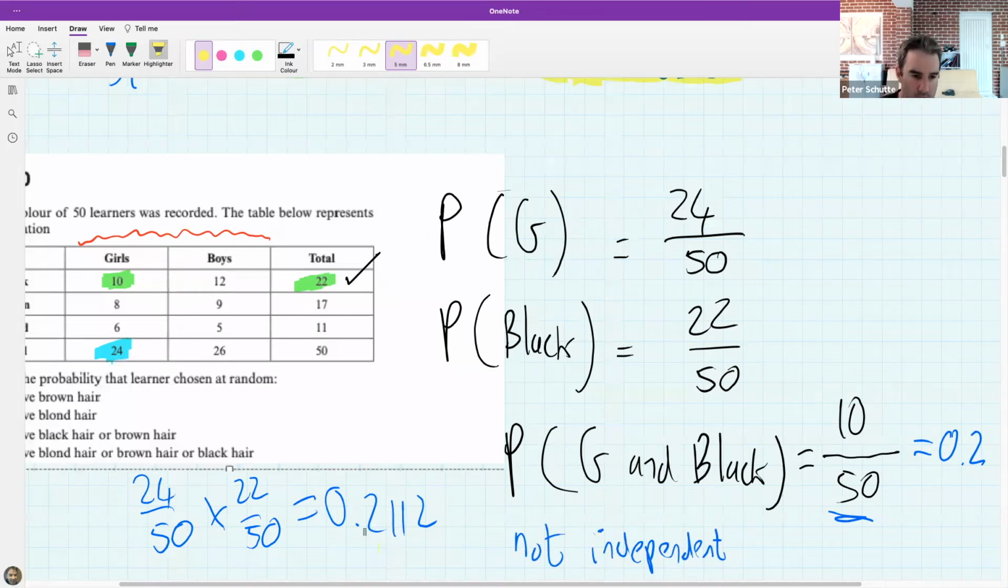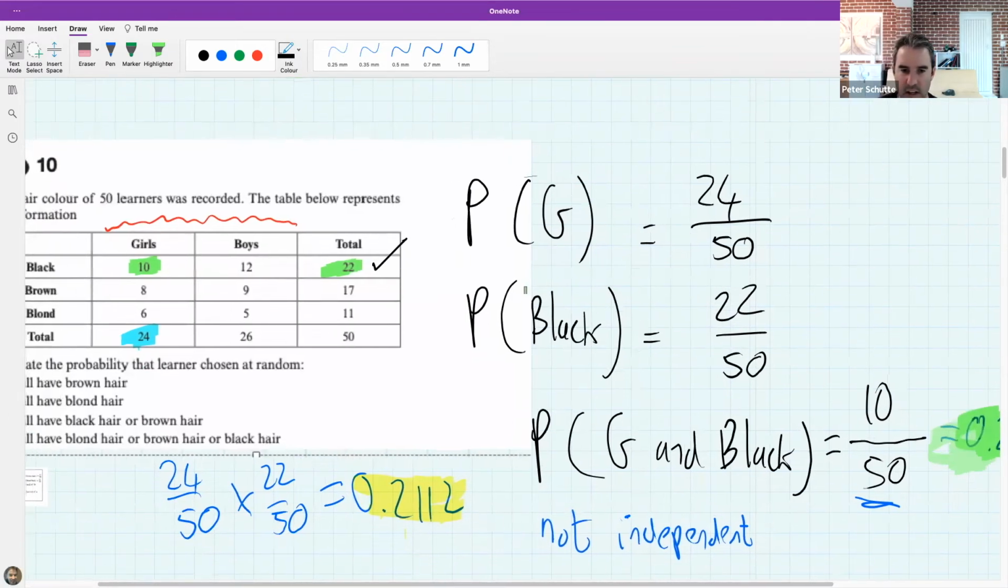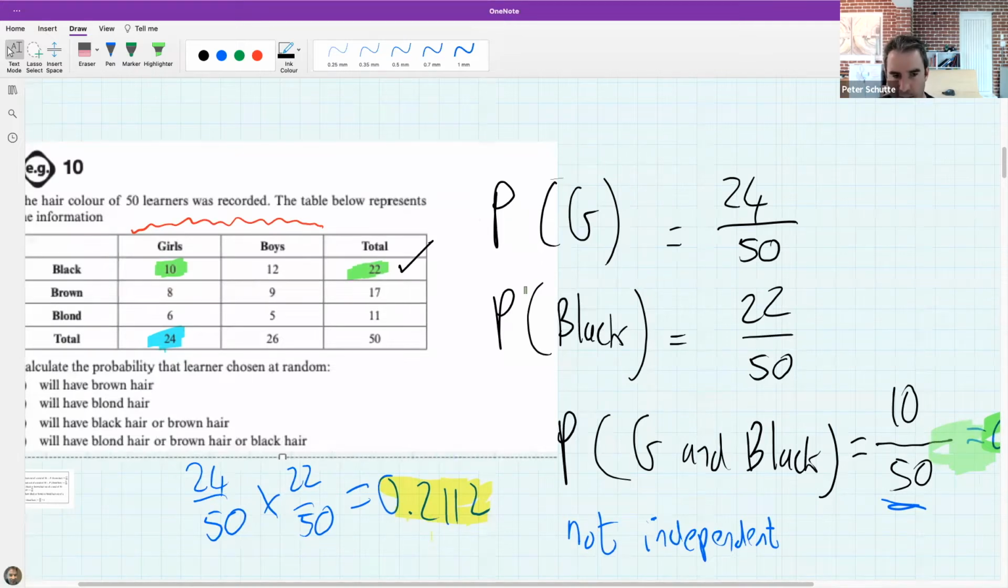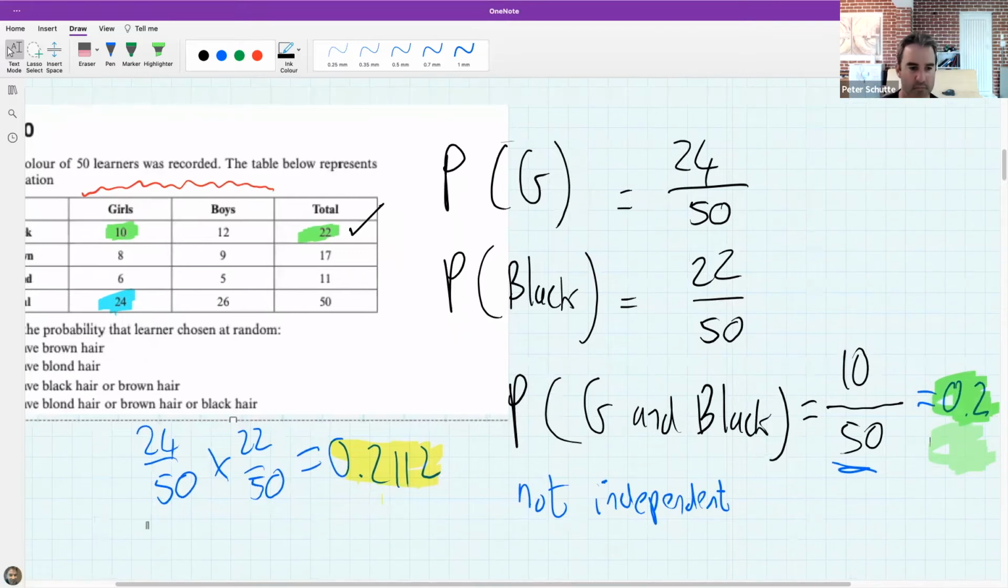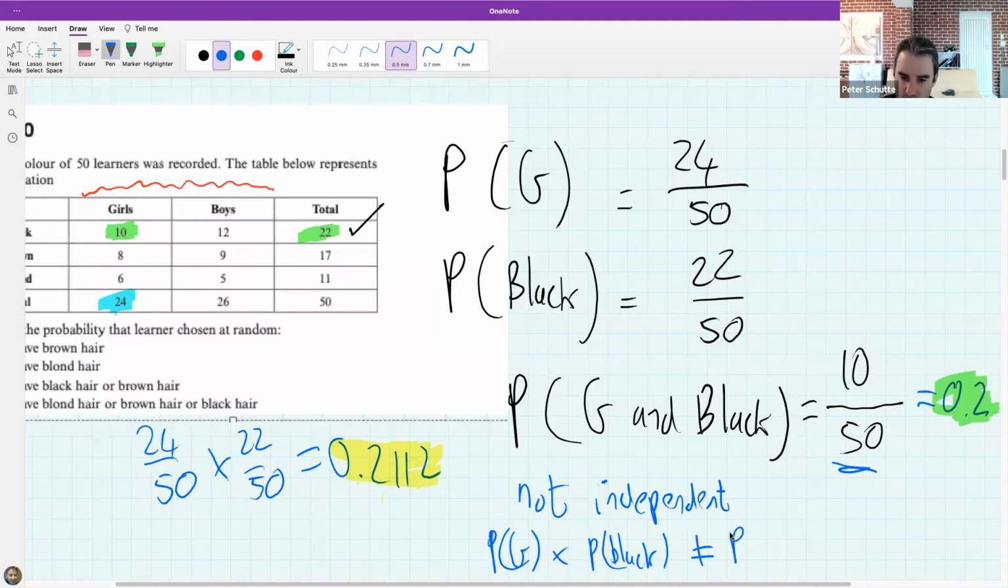I know that they're quite close, but they are still different. Okay, quick little thumbs up, thumbs down vote, or if there are any questions. Thumbs up if you understand what I did to check that. In terms of actually saying they're not independent, you also give a reason. So you can say here, P of G times P of black is not equal to P of G and black. So that's just the reason that you're showing that.